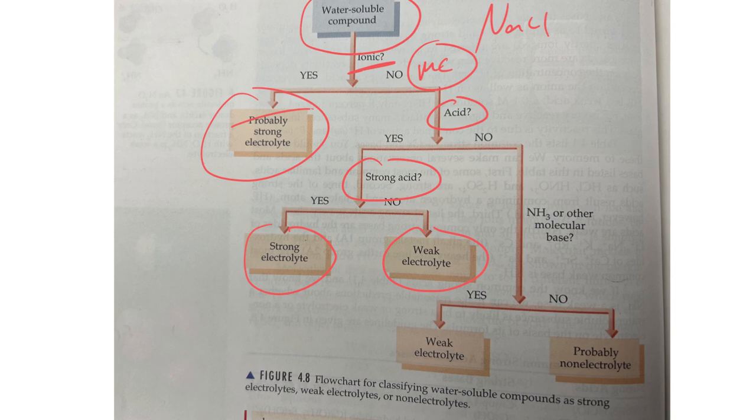So if you know it's an acid, you know how to name it as an acid, it might be acetic acid, carbonic acid, phosphoric acid. All those other acids would be in the category of weak electrolytes, weak acids.